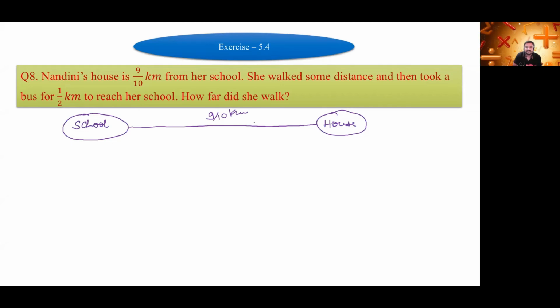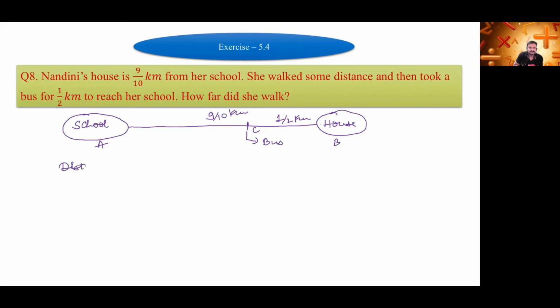Now somewhere at some point between the school and house, she took a bus. Suppose we consider that at this point she took a bus. So from here to her school, the distance is 1 by 2 kilometer. This is point A, this is point B, and this is point C. We will take it like this. Next, we will write the given data.